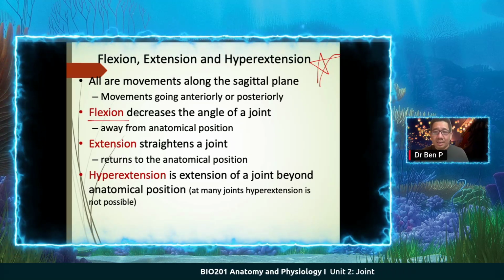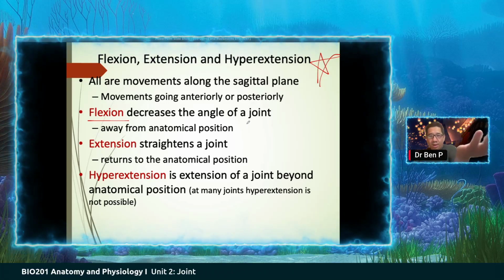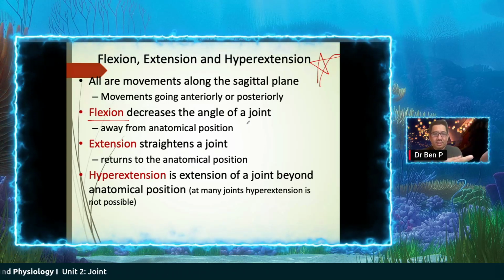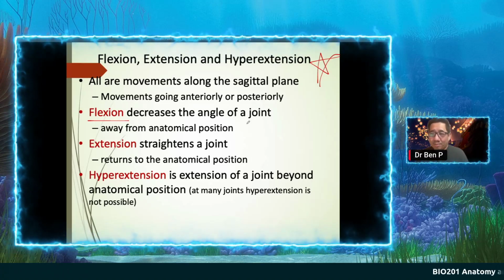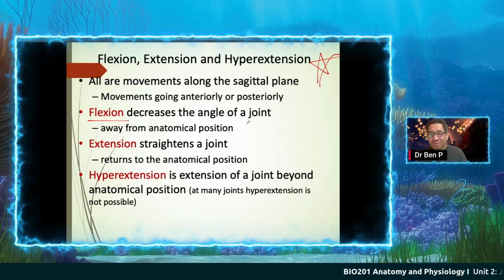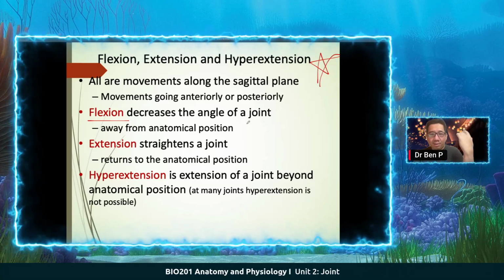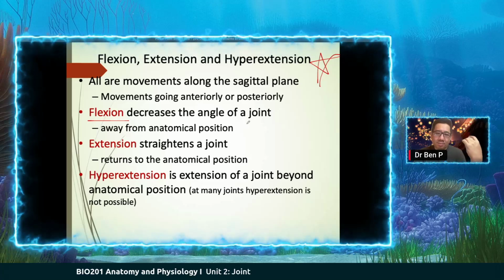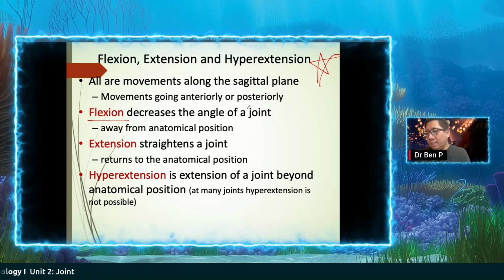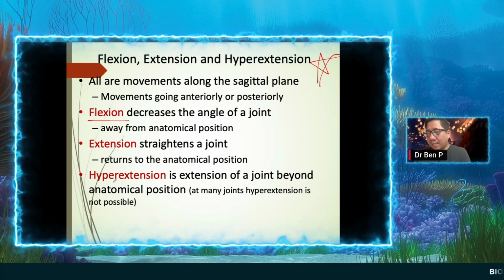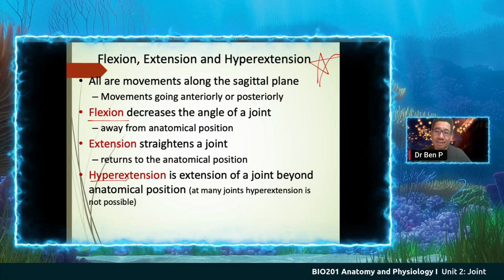Flexion is basically a decrease in the angle of a joint, meaning that when you flex, you decrease the angle. If you're standing in the anatomical position and then you start flexing your arm, your elbow, you're decreasing that elbow angle. That's called flexion. Extension is basically increasing that angle of the joint. Hyperextension means you extend over the normal amount.